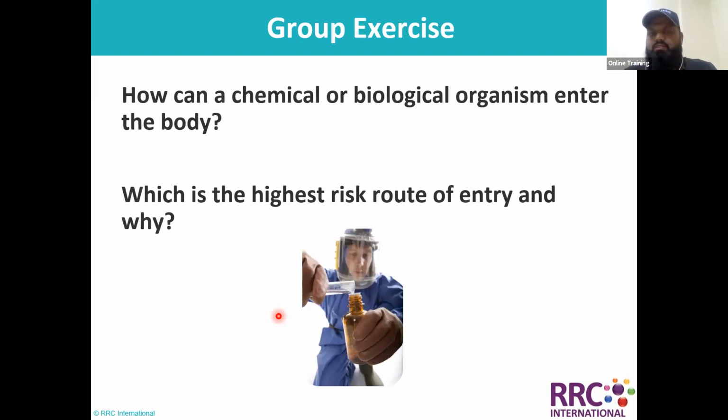What do you think, guys? First, how can a chemical or biological agent enter into your body? Through nose, mouth. Through nose, mouth, okay. Eyes. Ears. Okay, what else? Come on. Open wound or injury. Open wound and injury, yes. Skin. Yeah, skin and some kind of injection. But injection is an artificial way. Naturally, yes, these are the ways. And which is the highest risk route of entry and why?